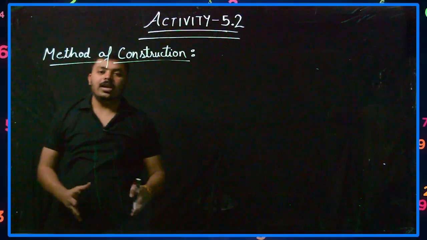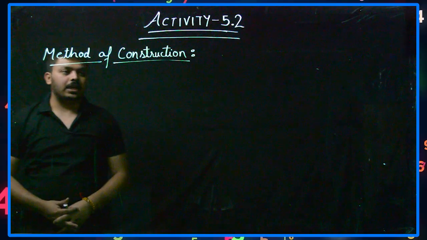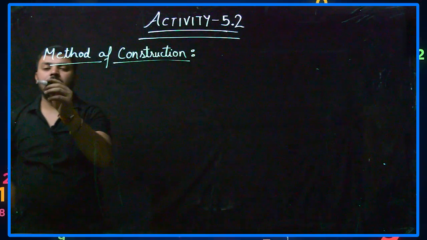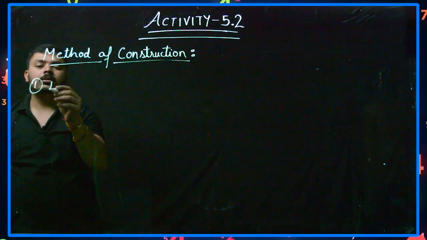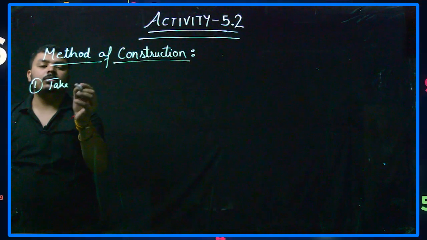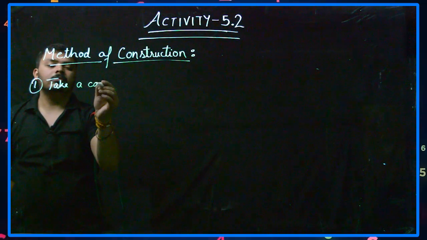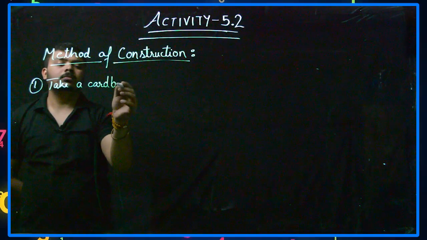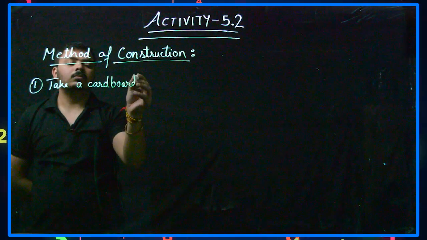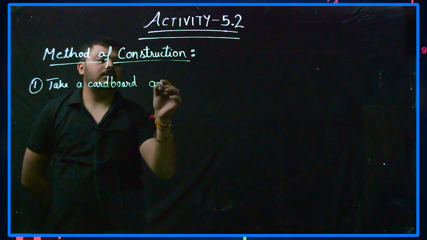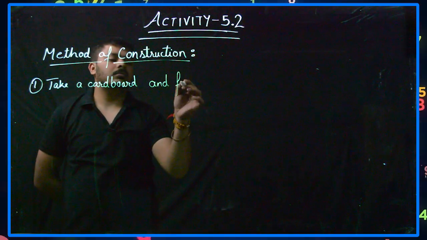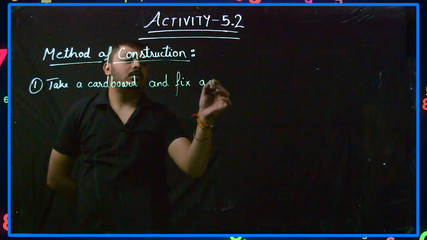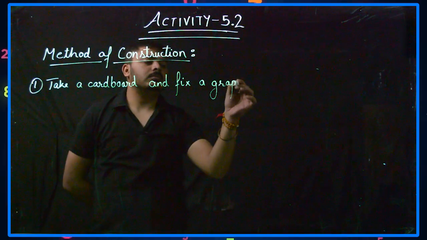So students, now let's start the method of construction for the given activity. Step 1. Take a cardboard and fix a graph paper on it.